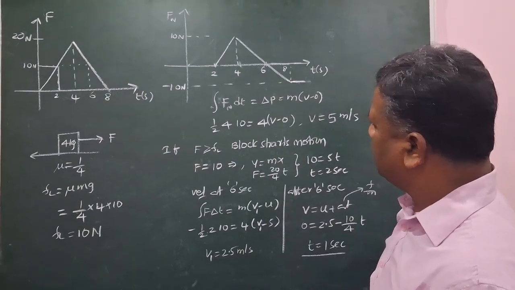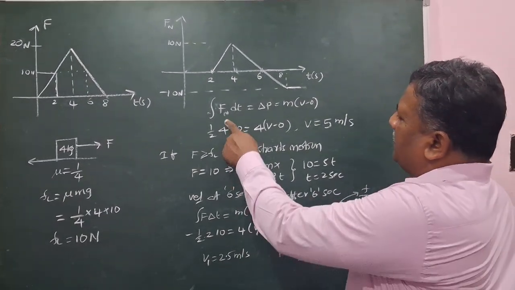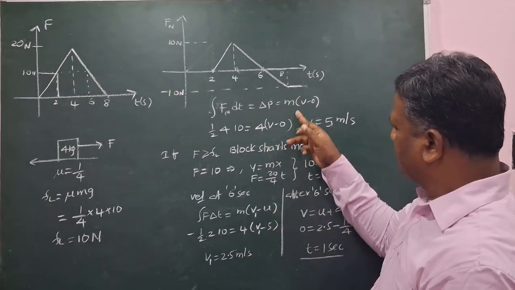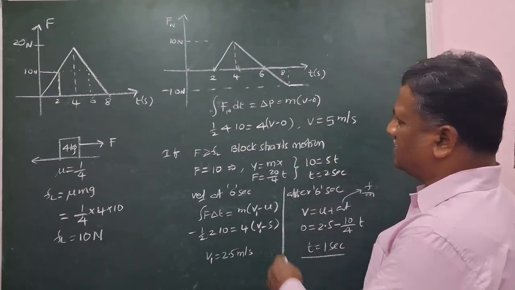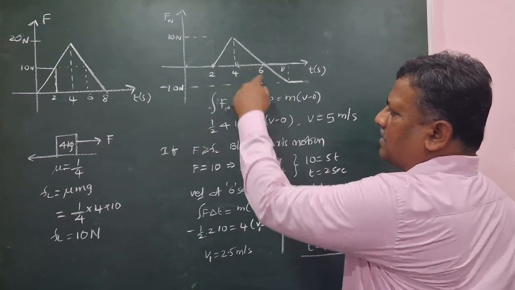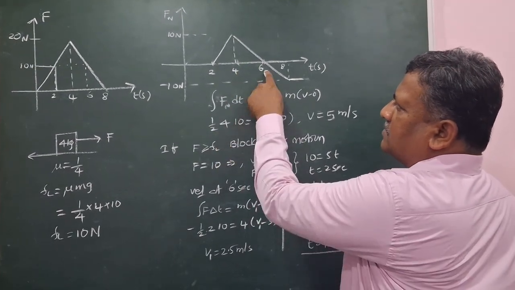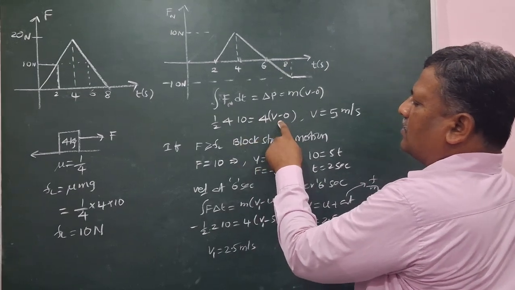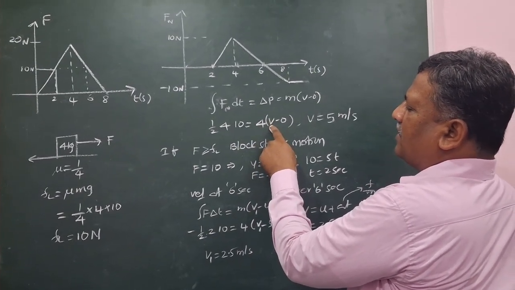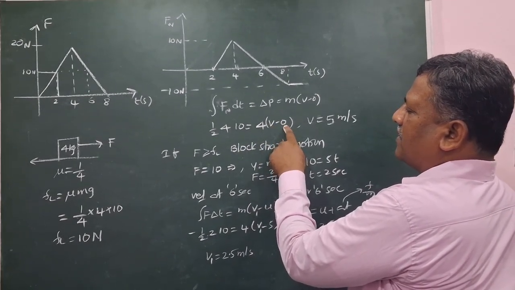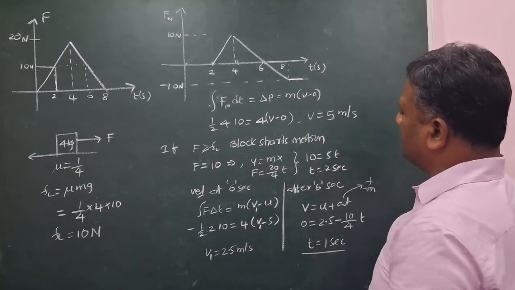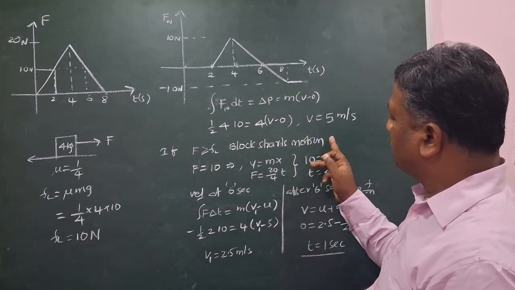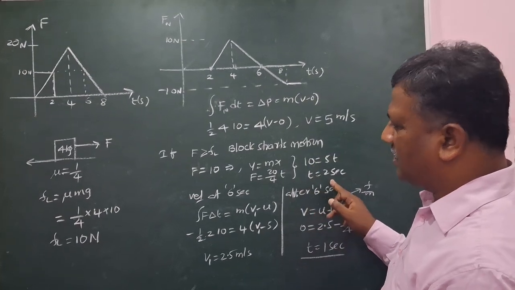Now in this case, impulse is given by the change in momentum. The area under the F-t graph gives the change in momentum. For this triangle, net force area is half base, 6 minus 2 is 4, and height is 10 Newton, equal to m into (v minus u). Starting from rest, from this equation v is equal to 5 meter per second. If the applied force is greater than limiting friction, the body starts motion at the time of only 2 seconds.